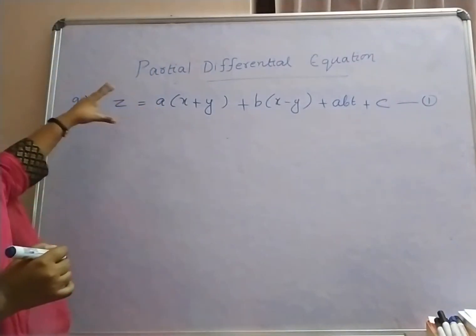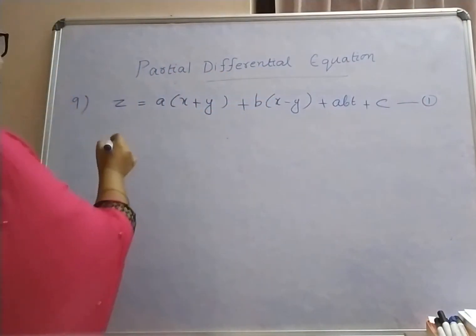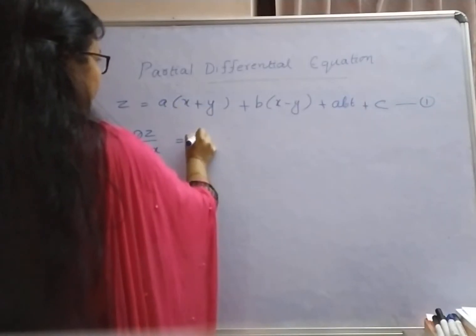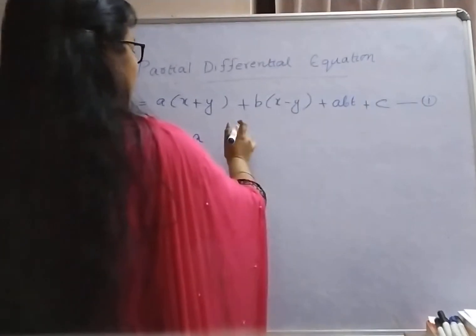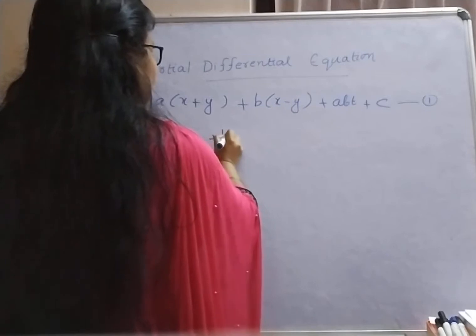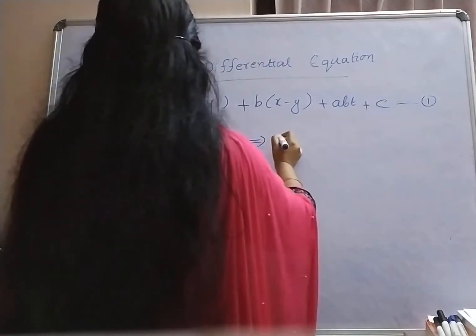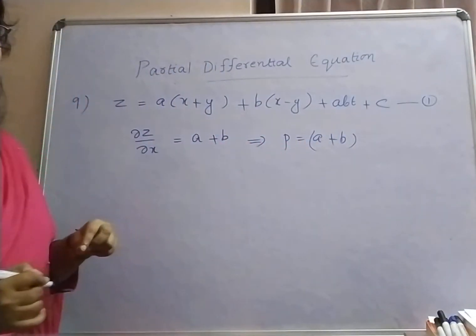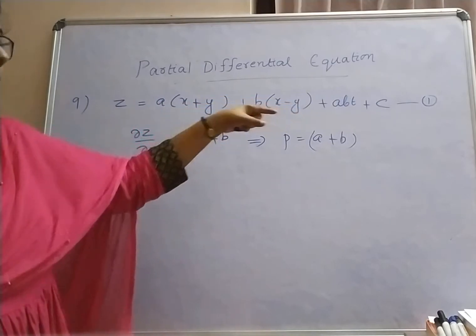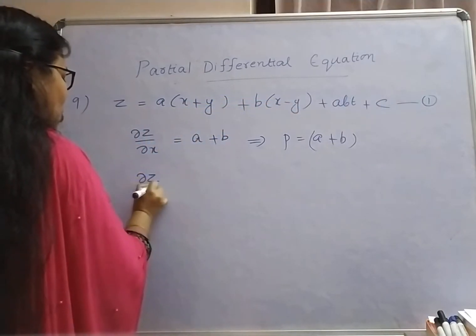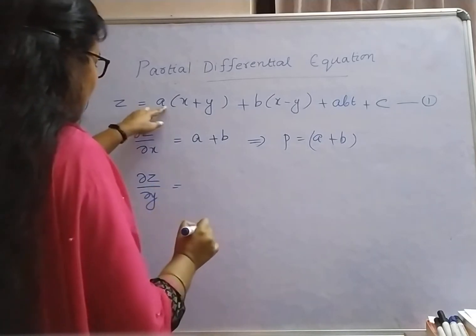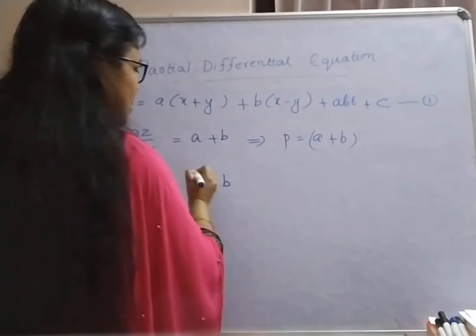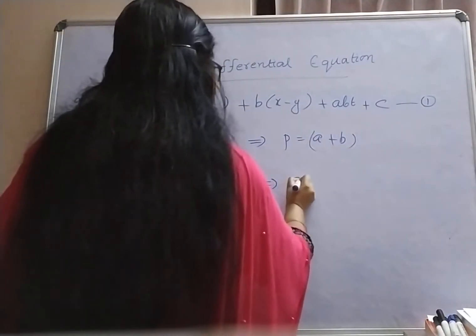First, partially differentiating equation number 1 with respect to x. That is, dou z by dou x equal to a plus b, which implies p equal to a plus b. Then partially differentiating equation number 1 with respect to y. That is, dou z by dou y equal to a minus b, which implies q equal to a minus b.